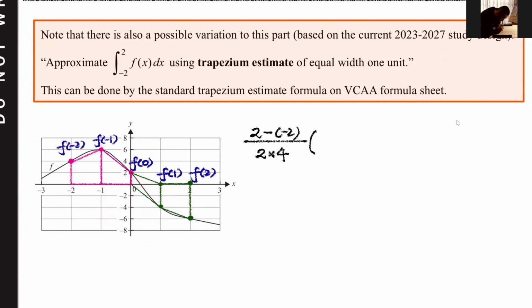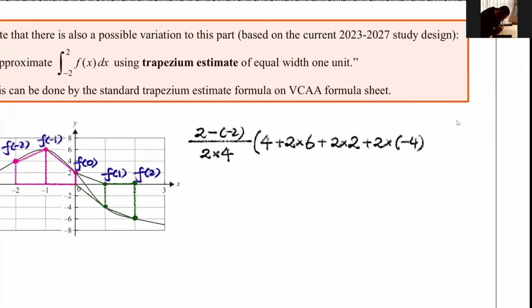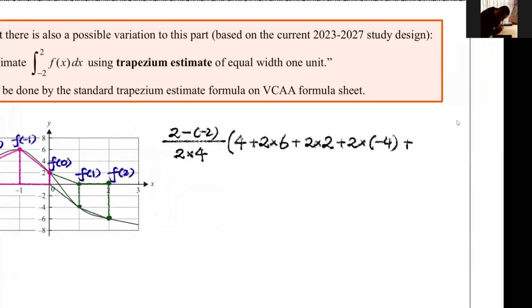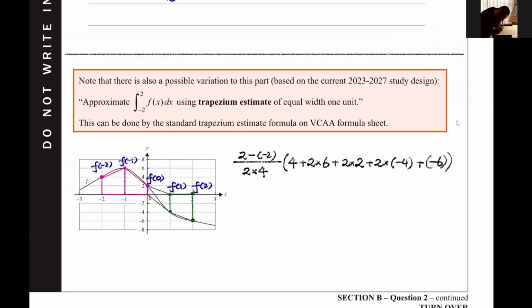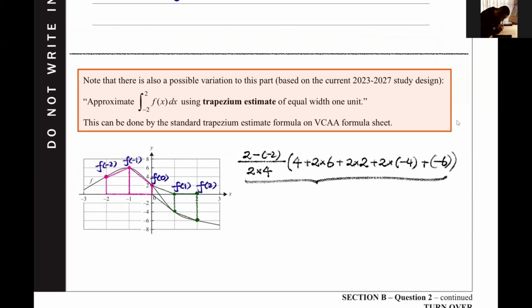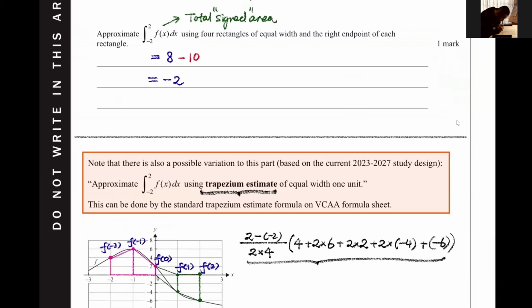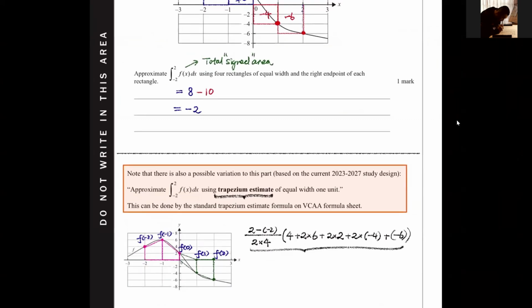So the first value is f(-2), which is 4, plus 2 lots of f(-1), which is 6, plus 2 lots of f(0), that's 2, plus 2 lots of minus 4, and then plus the last y value itself, just one lot of minus 6. And that's how you could obtain an answer using the trapezium estimate, okay? So that's my further discussion of a possible variation of this question, okay?